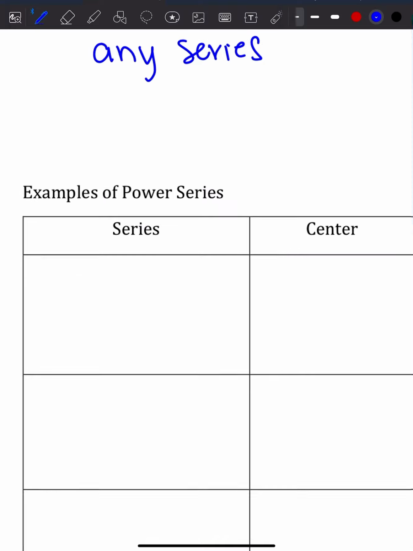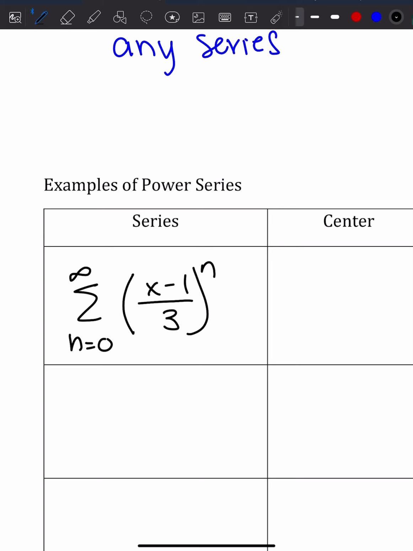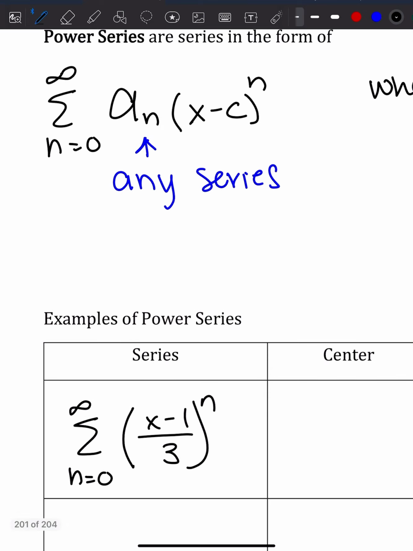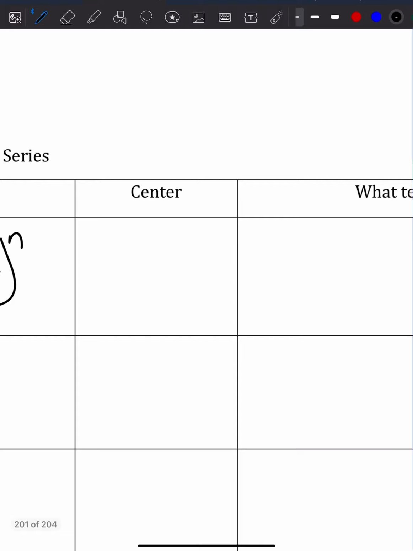Examples of power series. The first one we have is the summation from n equals 0 to infinity of x minus 1 divided by 3 to the n power. The first thing that we're going to do is figure out what our center is. The big thing is our center is always x minus whatever value it is. In this case, we have x minus 1, so our center is going to be 1.